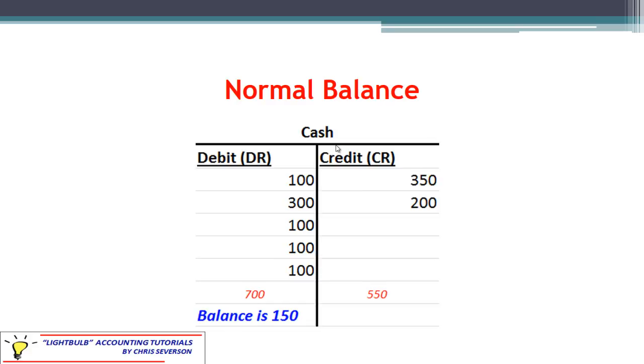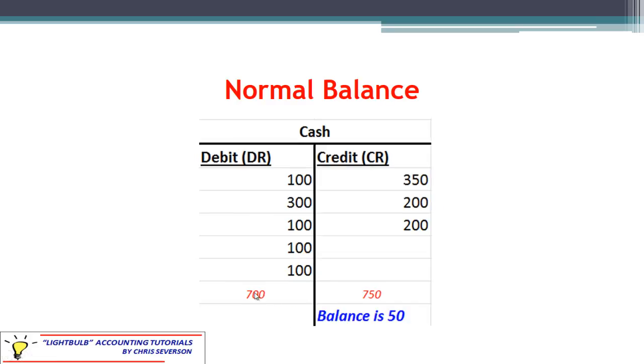Here, we've added in another transaction on the credit side. So we still have $700 debit, but now we've added $200 on the credit side, so we have $550 total. By adding this credit in, we've reduced our account balance because there's less of a difference between debits and credits. Now our balance is only $150.